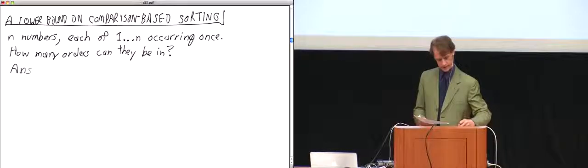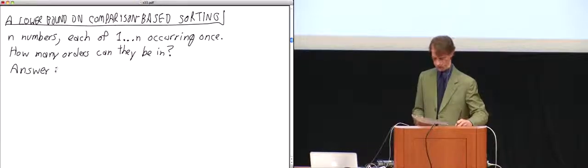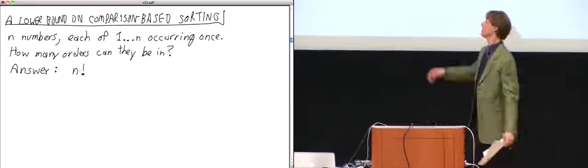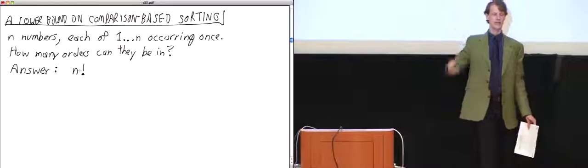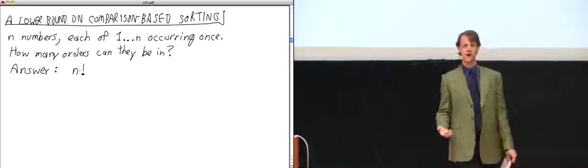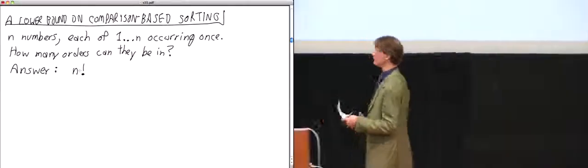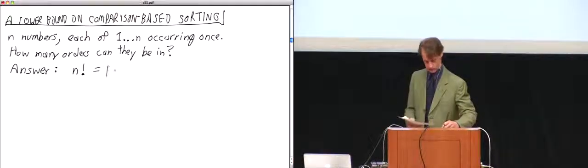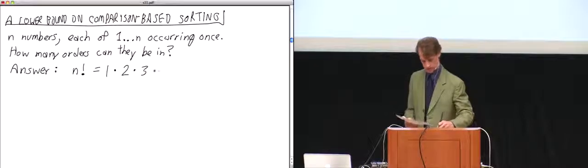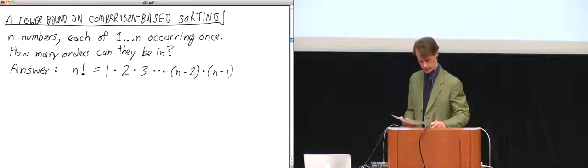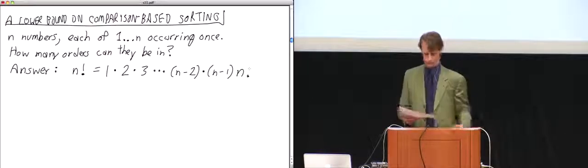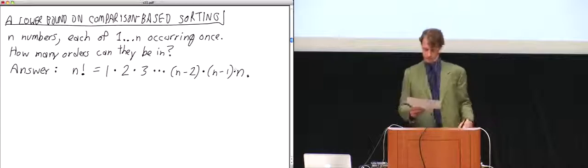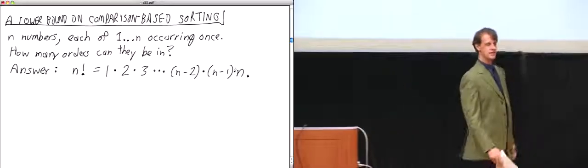Those of you who've maybe taken some probability or some combinatorics class know that the answer is n factorial, which is written n with an exclamation mark, but mathematicians call this n factorial. And n factorial is official math notation for what you get when you multiply 1 times 2 times 3 times so on all the way up to n. Why is that the answer?